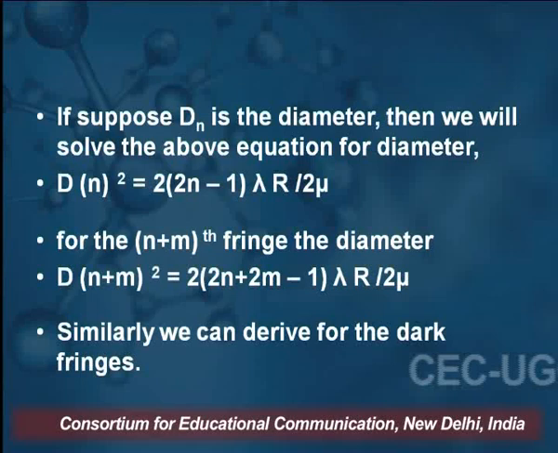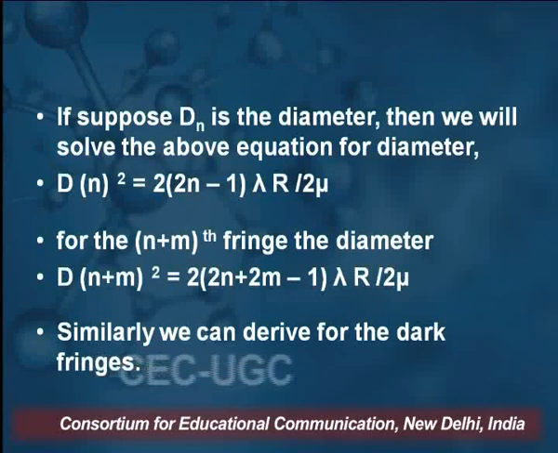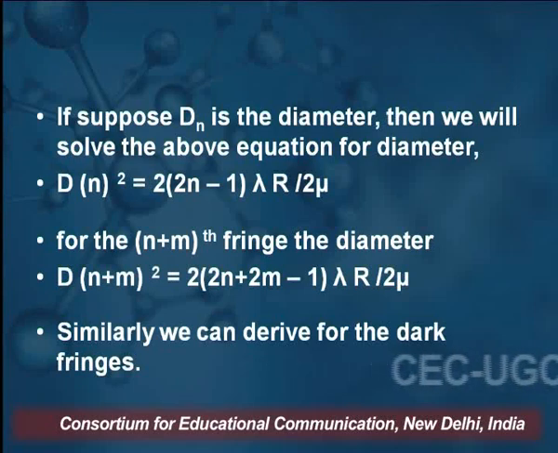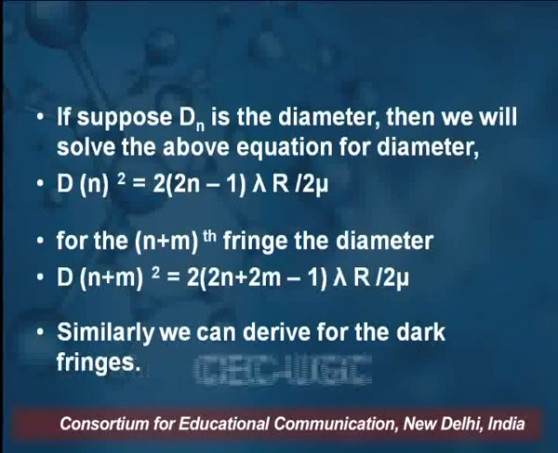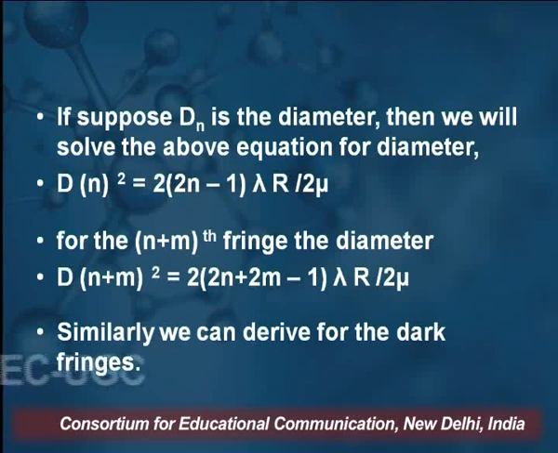Now we write the diameter of the nth ring. Then we will solve the above equation. For the diameter, it must be twice the radius. So Dn square is equal to 2 into (2n minus 1) lambda R divided by 2 mu.